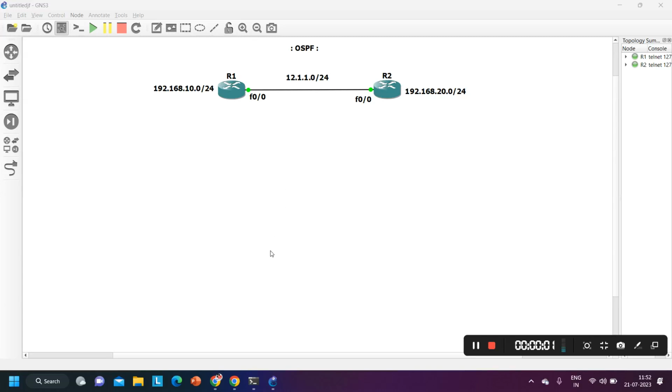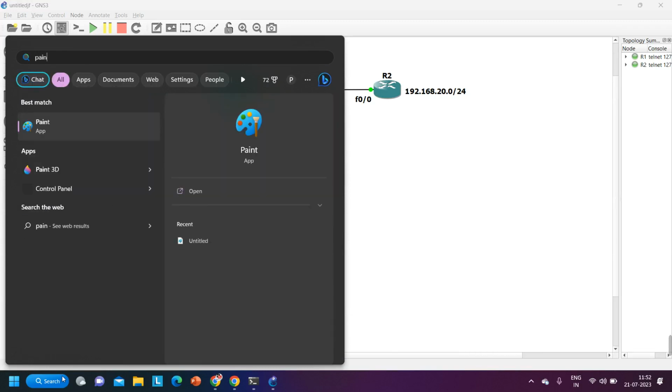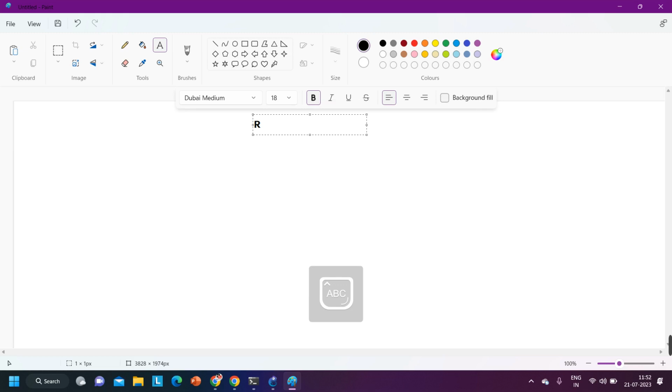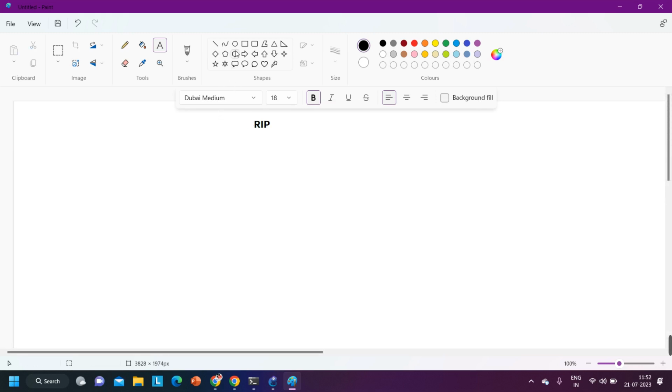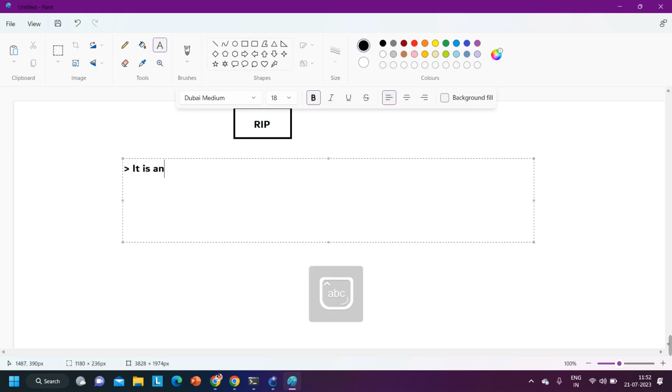So guys, if I talk about the important things of EIGRP or RIP, can anyone tell me 5 important things about the RIP routing protocol? Like, RIP is a distance vector routing protocol. Am I right? Yes, it is a distance vector routing protocol.